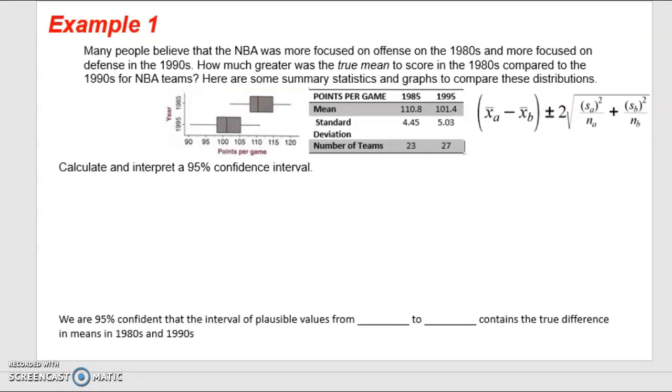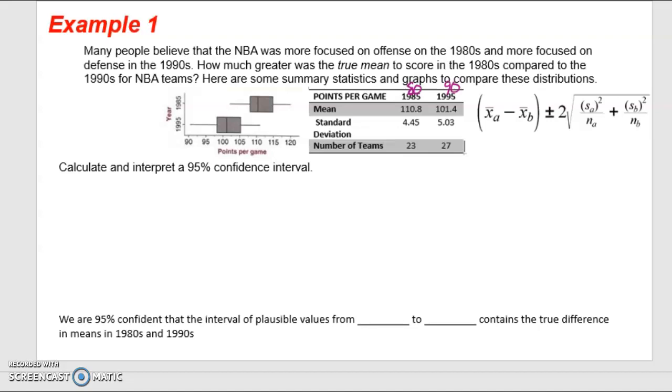So many people believe that the NBA was more focused on offense in the 1980s and more focused on defense in the 1990s. How much greater was the true mean score in the 1980s compared to the 1990s for NBA teams? So what it's asking here is how many more points were scored in the 80s versus the 90s. So here I gave you the summary stats of 1985 and 1990. So 1985 is your 80s and 1995 is your 90s. And we want to see how much greater the true mean score in the 80s was.